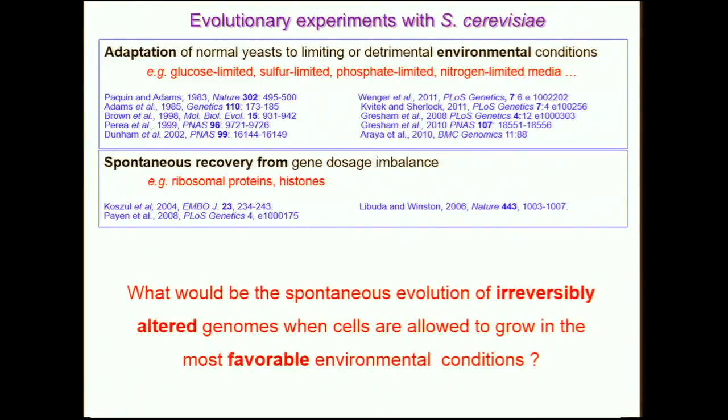So I was interested in something else. If you think of cancer, cancer does not develop in a limiting environment. It develops in your body. The body is a good environment, okay? But the cells are genetically altered. So I was thinking, what would be the spontaneous evolution if I put yeast in the most favorable environmental conditions? I put rich medium, appropriate temperature, and the like, okay? But I take, of course, an irreversibly altered genome. So they are very sick intrinsically, but there is no selection from the medium. This is the idea, okay?